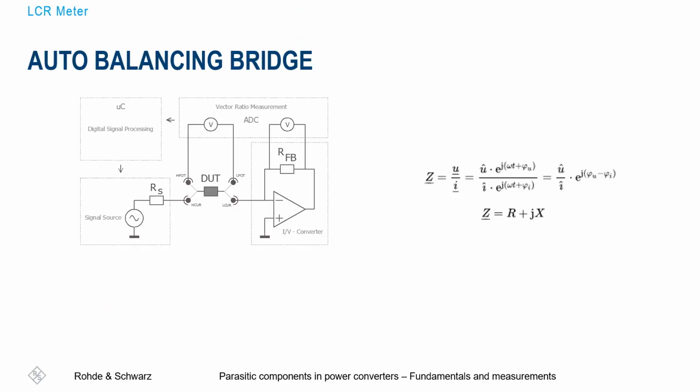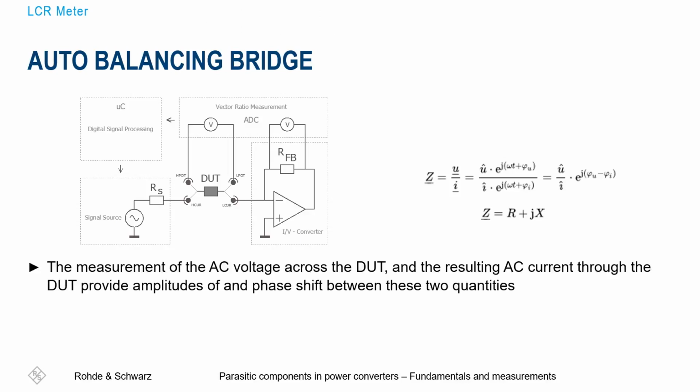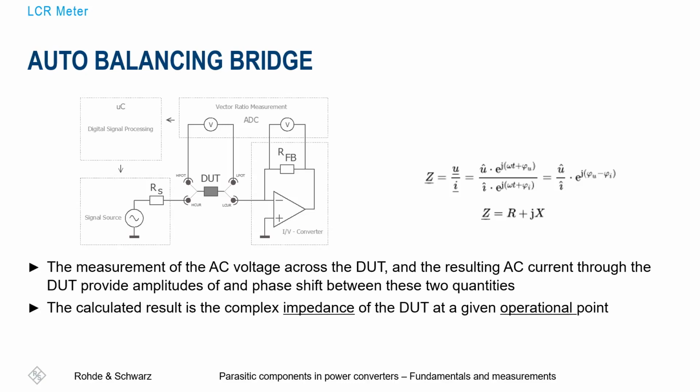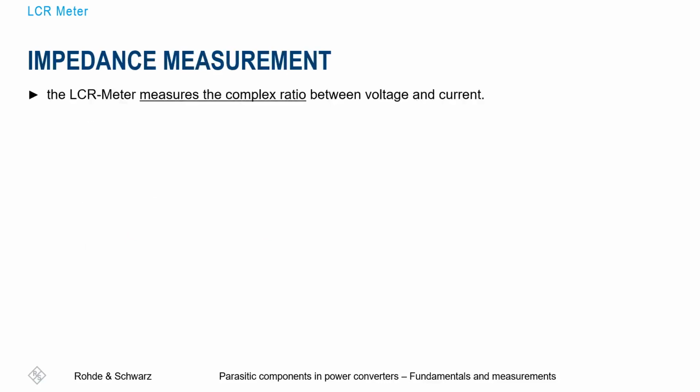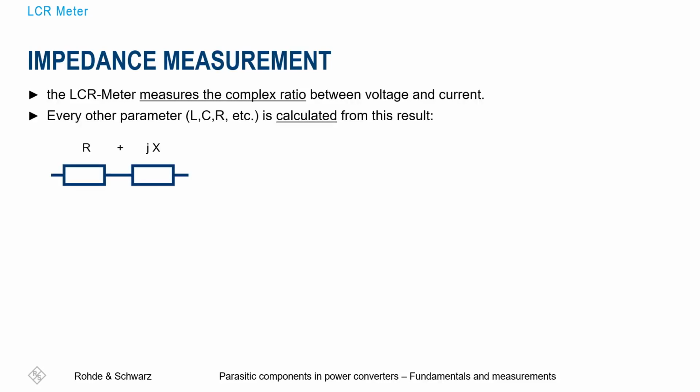This is an example. To understand the LCR meters better, I will briefly explain how they work. This LCR meter consists of an auto-balancing bridge. So basically what it does is inject a signal into the DUT, that is our passive component under test, and it measures the AC voltage across it and also the AC current flowing through it. With these two quantities, the complex impedance of the DUT is calculated at a certain operating point.